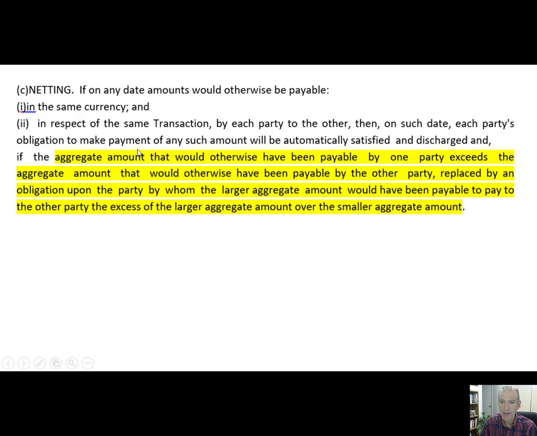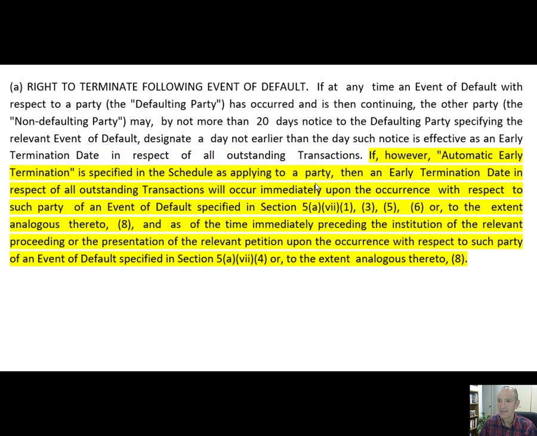It says, if the aggregate amount that would otherwise have been payable by one party exceeds the aggregate amount that would otherwise have been payable by the other party, replaced by an obligation upon the party by whom the larger aggregate amount would have been payable to pay to the other party the excess of the larger aggregate amount over the smaller aggregate amount. Now I know what that is saying, but my word, that is a really wordy, complicated way to say something really, really simple. So I kind of understood that one, but then I got to other phrases like this one.